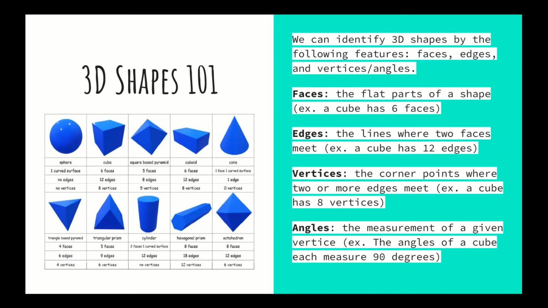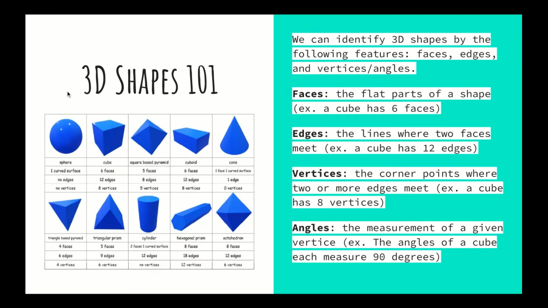So typically when you have a two-dimensional shape, it only has one face, but a 3-dimensional shape has more flat parts. So faces, again, still refer to the flat parts of a shape. So if I'm thinking of the 3-dimensional version of a square, that would be a cube, and a cube has 6 faces. It's actually shown right here.